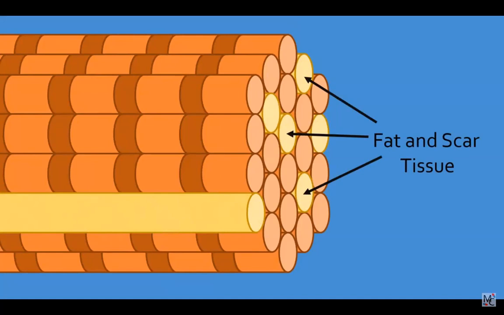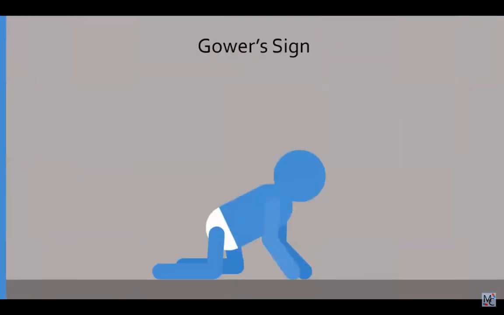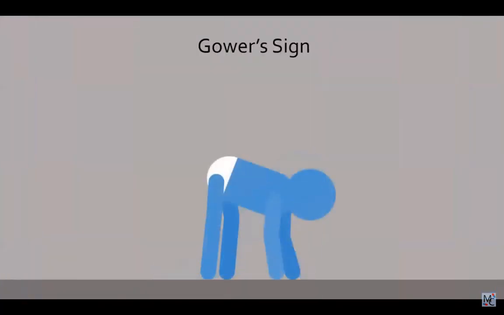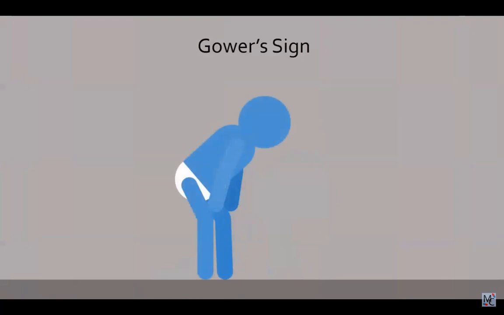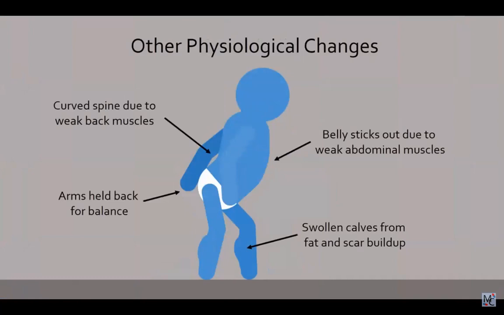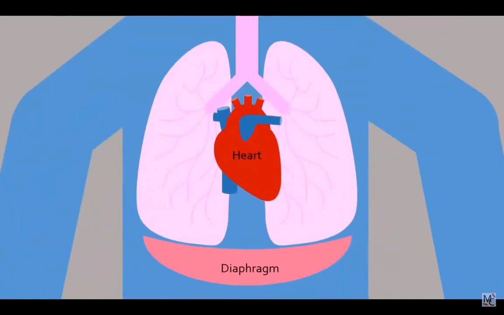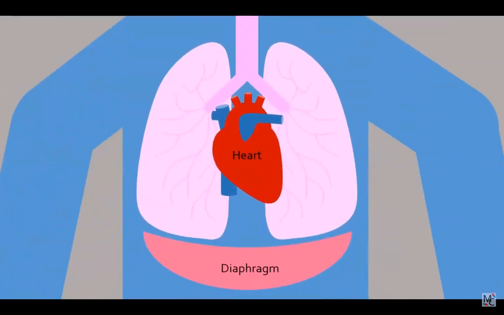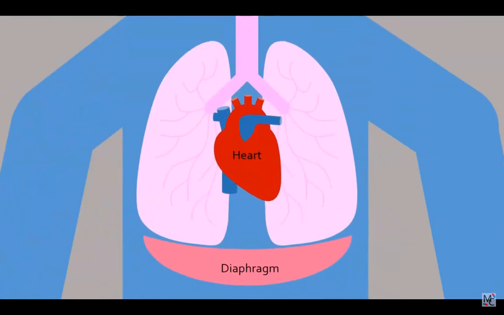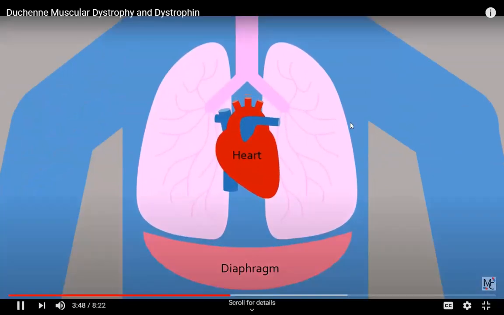This weakening leads to a distinct pattern of symptoms, such as Gower's sign, where a child must use his or her arms to stand up because the leg muscles are too weak. As well, other physical symptoms appear, such as a curved posture to account for weaker chest and leg muscles, and calves that are swollen due to buildup of fat and scar tissue. Since the heart and diaphragm are also muscles, they gradually weaken over time as well. Eventually, they stop working, leading to death often before age 30.